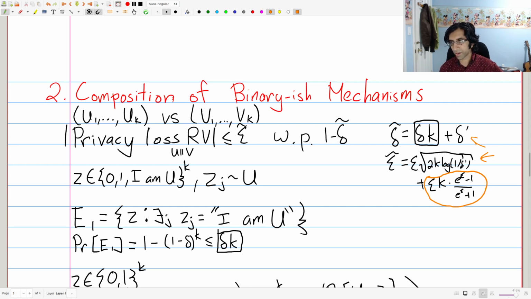If we push the tail bound further out, then there'll be a smaller probability, but we'll be left with a larger epsilon tilde as a result. It's kind of like choosing the right point in the tail bound for how far out we want the probability to be.